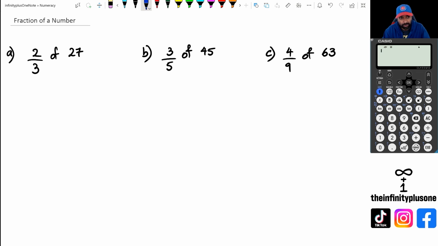In this video, we're going to be looking at how to find a fraction of a number. So without further ado, let's get started.